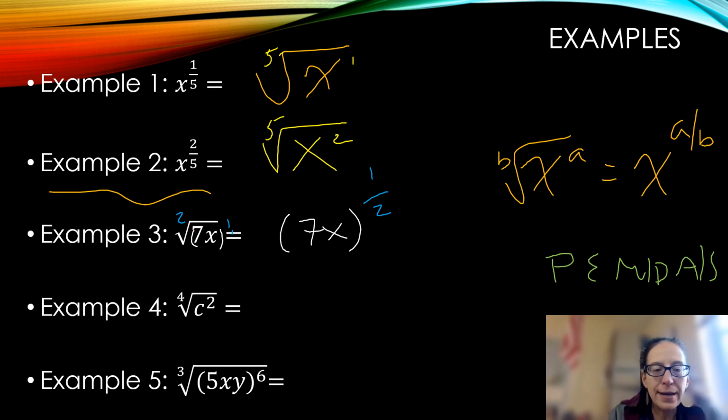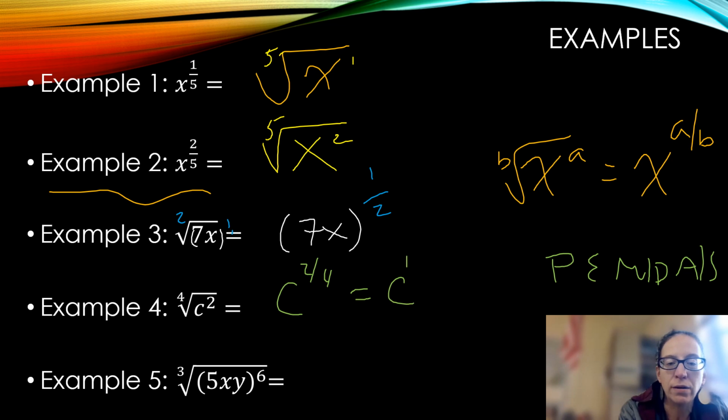All right, here's our next one. We have C. It's really, truly just about putting these things in the right spots. So the index is going to become the denominator, and the exponent would become the numerator. So in this case, that would be 2/4. Now you can actually simplify 2/4.